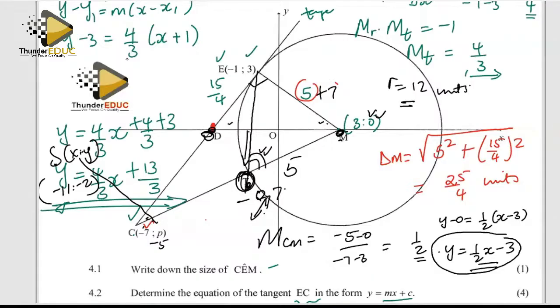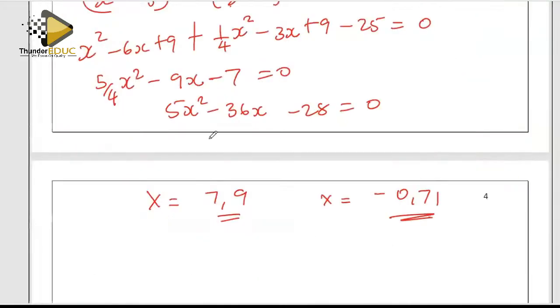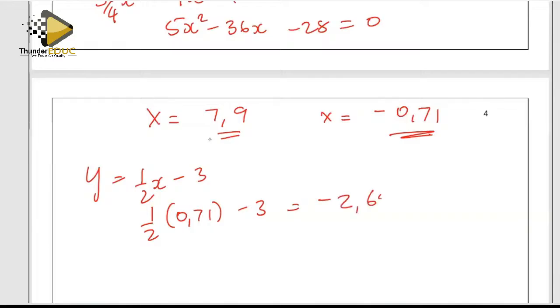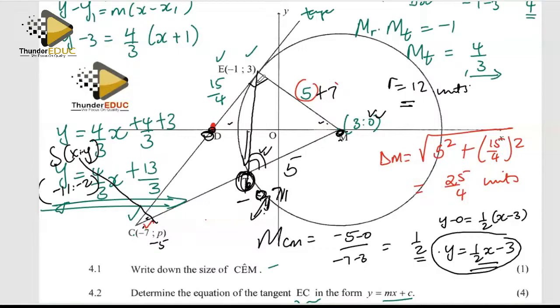Negative 0,71. Okay, so if it's a negative 0,71, let me punch it into that equation of the line. We said a half of x minus 3. So a half times negative 0,71 minus 3. Let's see, 0,71 minus 3, which is a negative 2,65. Okay. So let me get my, what do we call it? Because that is 5, this is also 5.